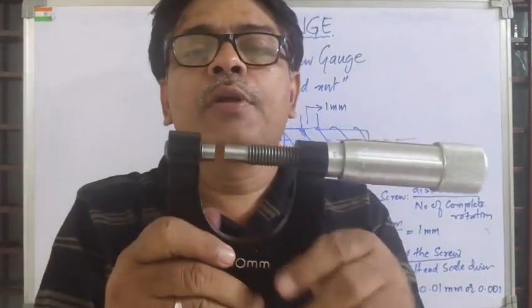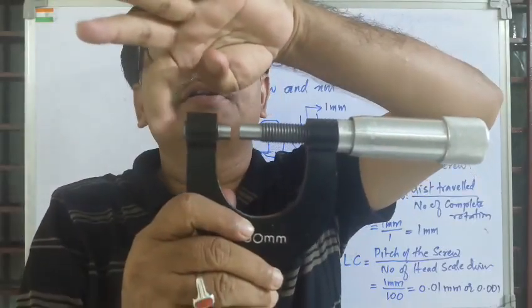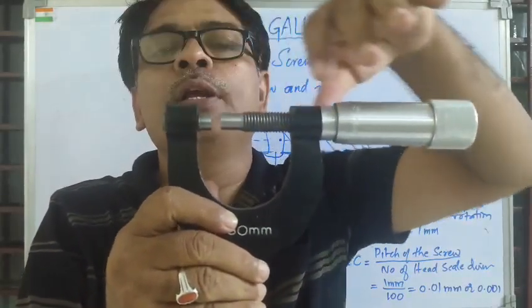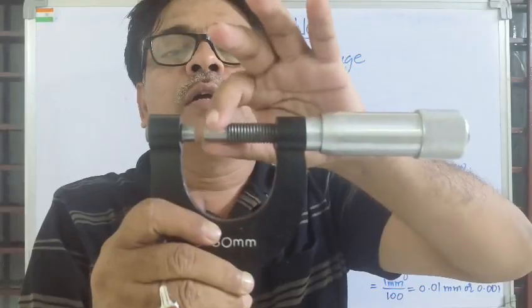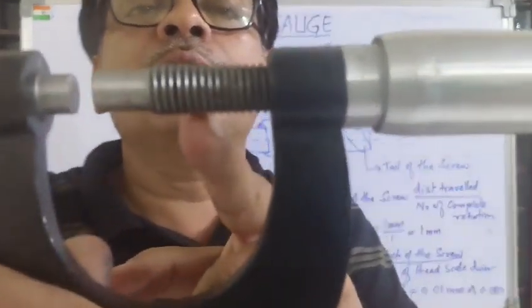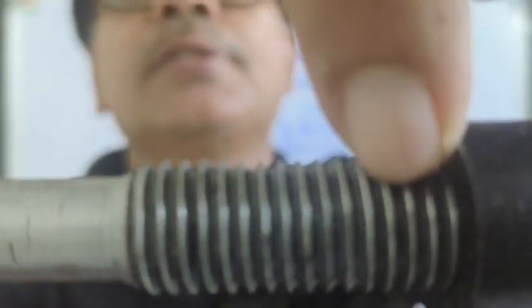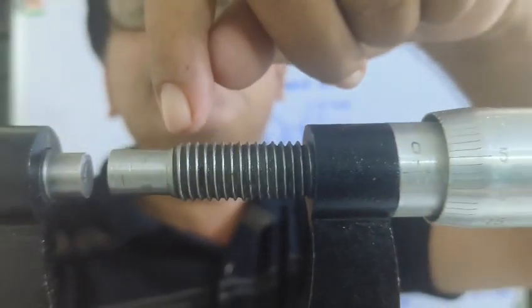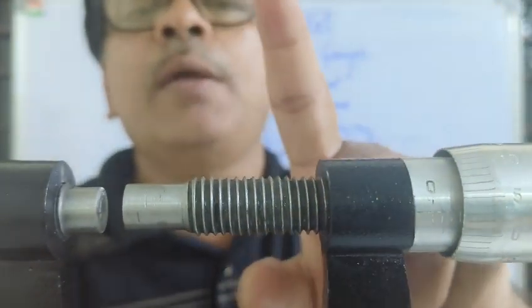I'll turn towards you. This part is called stud. This is immovable, it does not move. This is called shaft, which is movable. So you can see the helical threads over here. These are called helical threads. The distance between two helical threads will be 1 mm.